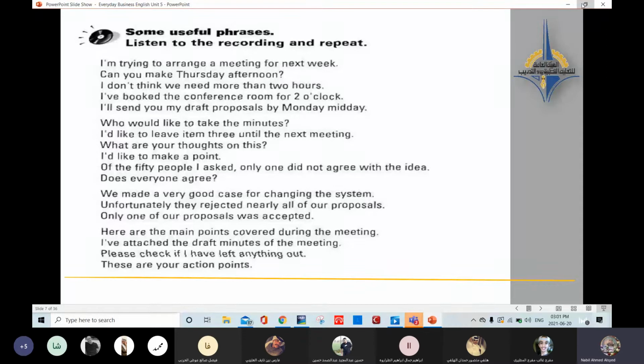Only one of our proposals was accepted. فقط واحد من اقتراحاتنا تم قبوله. Here are the main points covered during the meeting. إليكم النقاط الرئيسية التي غطيناها في الاجتماع.